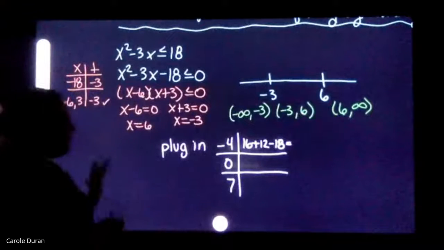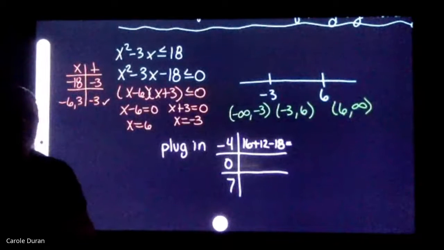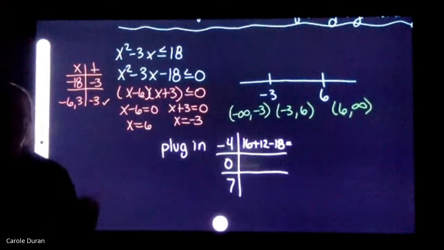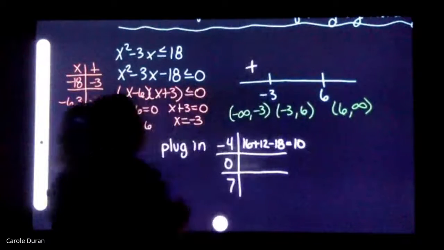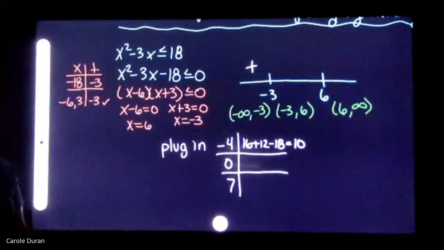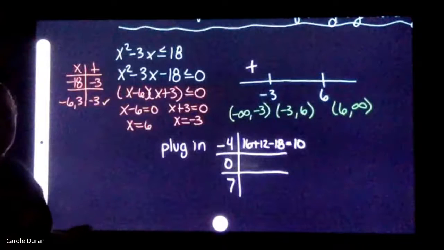I go ahead and I put all of that together. 16 plus 12 is 28. Minus 18 is a positive 10. So I know the entire interval from negative infinity to negative 3 is going to give me nothing but positive numbers.